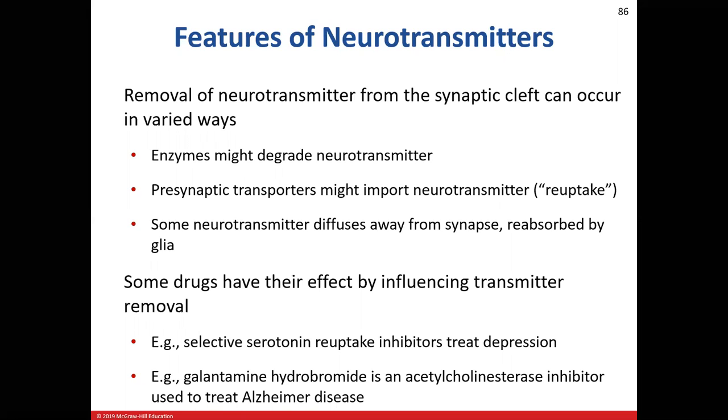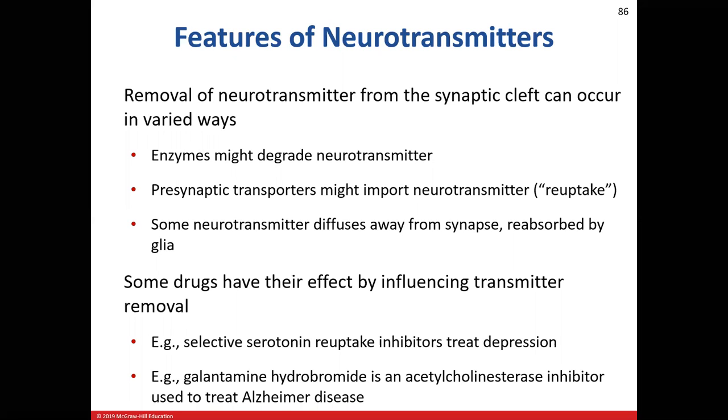Remember, our synapse is a fluid-filled space. We're not having a direct connection when we look at these particular types of synapses. And so there is space for that neurotransmitter to escape from that area.